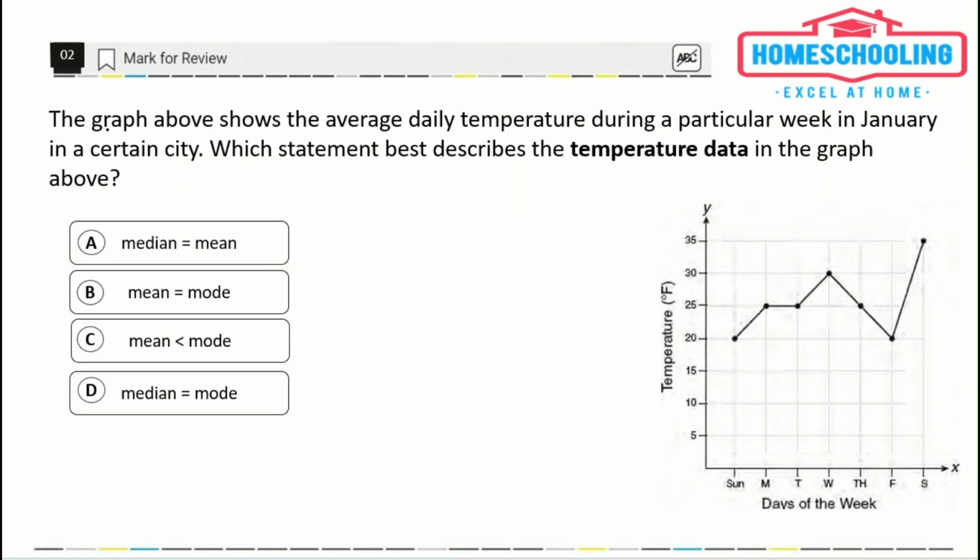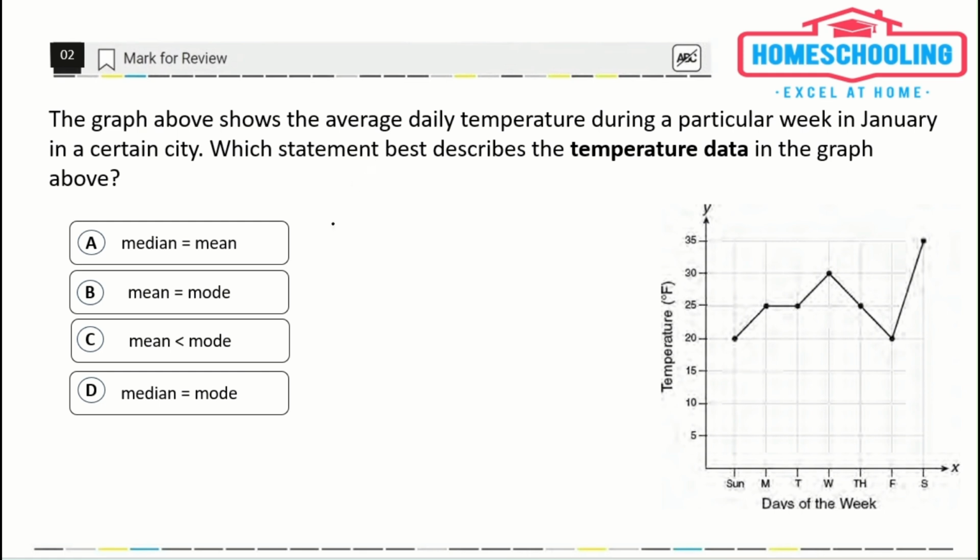Question number 2 says that the graph above shows the average daily temperature during a particular week in January in a certain city. Which statement best describes the temperature data in the graph above? As we can see, on the y-axis temperature is given, and on the x-axis the days of the week are given: Sunday, Monday, Tuesday, Wednesday, Thursday, Friday, Saturday. So we have to find the mean, median, mode, and which of the statements is true among these four.